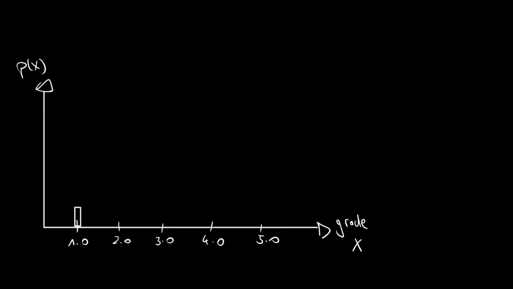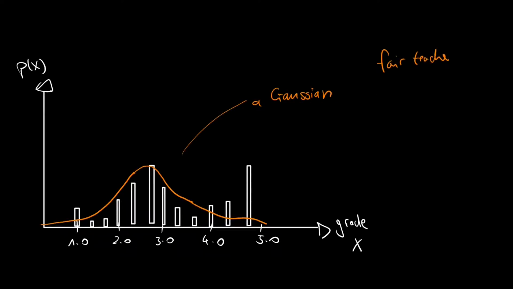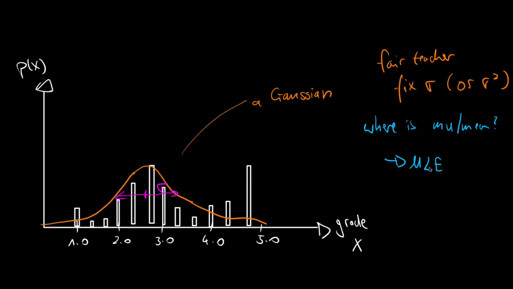You are looking at the distribution of grades after an exam. You are in a German grading scheme, you create some bars and add them in, and then you see, well, this kind of looks like a Gaussian, perfect grading, what I was expecting. You fix the standard deviation or variance because you're a fair teacher, so that the spread is always similar, but where is the mean? Where is the mode of the distribution?